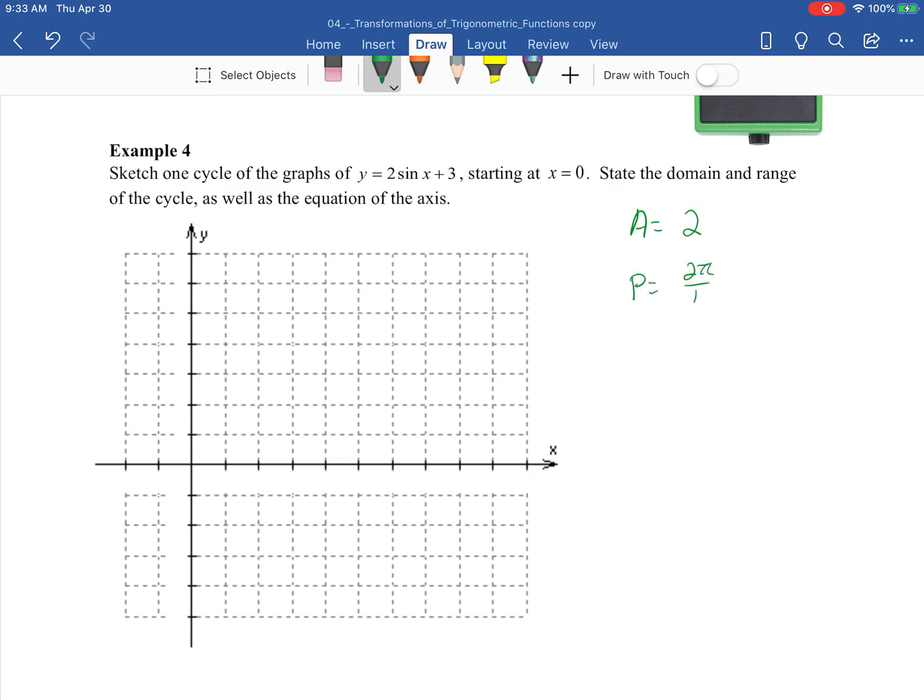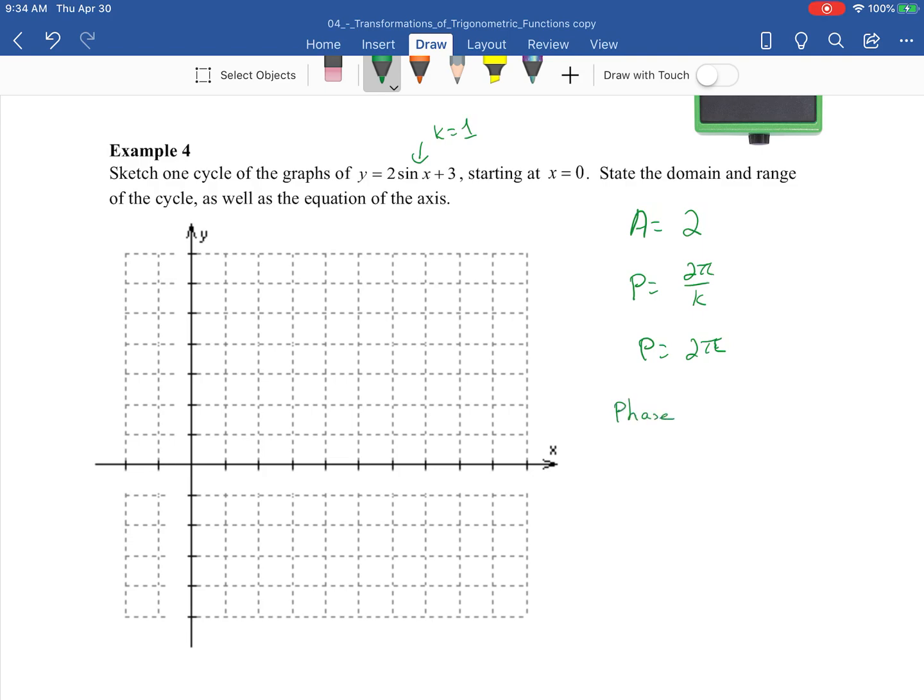Then period. I use my fancy formula: 2 pi divided by the K value. Well, in this question, there was no horizontal stretch there. There was no K value, so the K value is 1. So nothing happens to the period here. The period will be 2 pi. Every cycle will repeat in 2 pi.